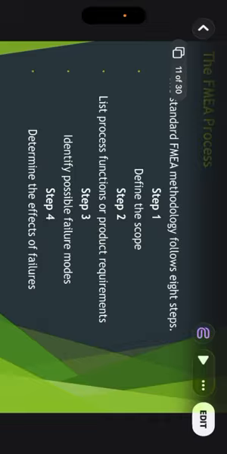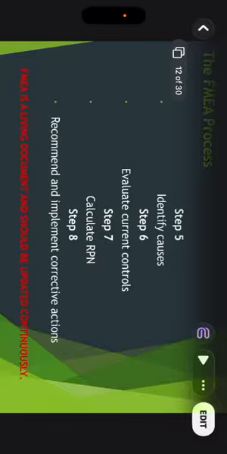It's almost the same. Number 1 is define the scope of the job. 2, the requirement of the product. 3, identify the failure modes, likely failure. 4, the effect if there is a failure. There is a way we rate it. We are going to get there. So you see how the effect of failure is being rated. 5, identify the cause. 6, evaluate current control. 7, calculate RPN. We're going to get to the meaning of RPN in the next slide. 8, recommend and implement corrective action.